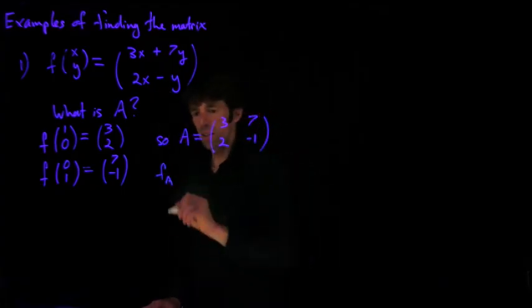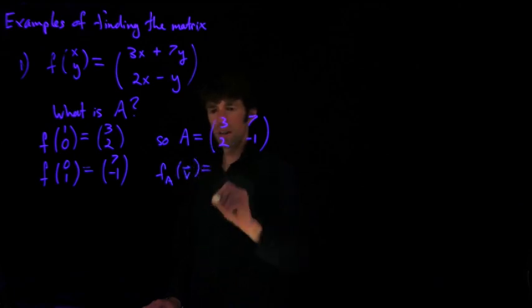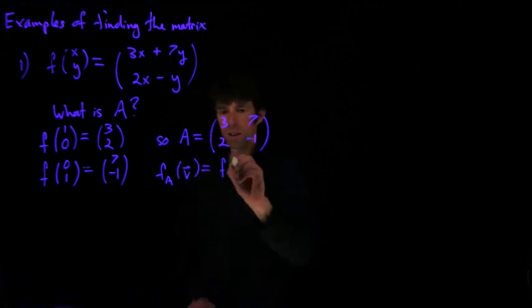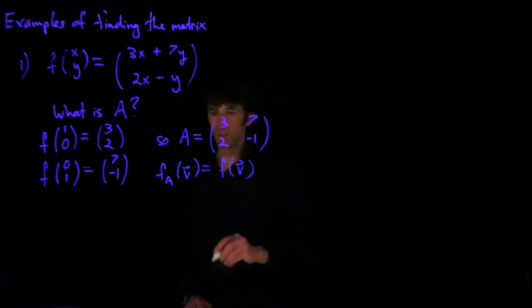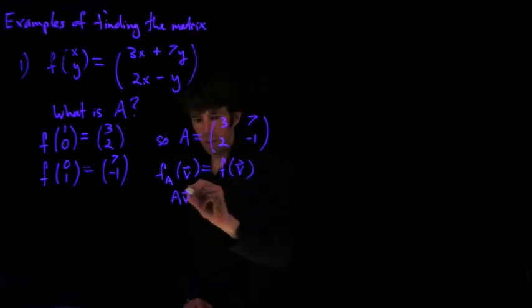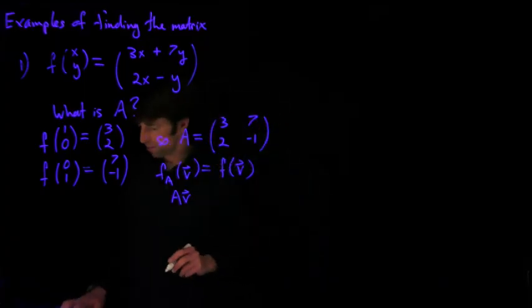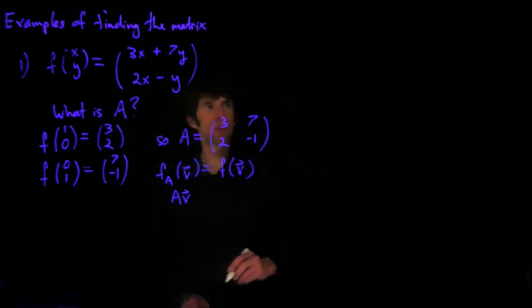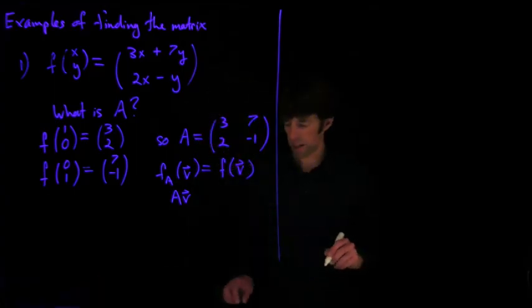So the linear transformation f sub A of v is equal to this function f on some vector v. And this is to say A times v equals f of v. OK, that's the first example. Let's do a second example that's a little bit more geometric rather than algebraic.